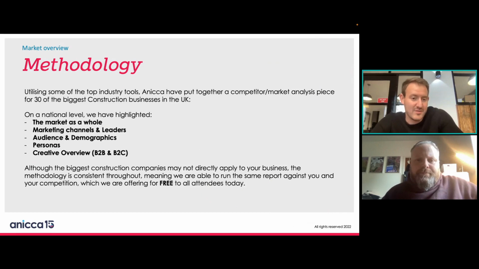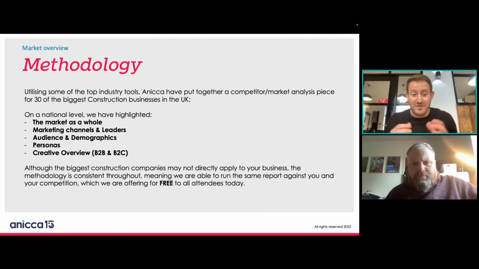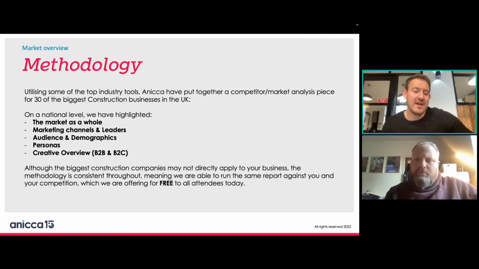So very quickly, we're looking at a national level analysis, so businesses up and down the country. First and foremost, we're going to show you what the market that we've analysed looks like as a whole. We're then going to move on to the marketing channels that are being used by these businesses as things stand, and who are the leaders for each of those channels. We're then going to have a quick look at audience and demographics, so a breakdown of things like age group, gender and geography as well. And then we're going to move on to Tom, who's going to show us that persona information that I already mentioned, and then also a creative overview as well. And this is from a B2B and B2C point of view, very important.